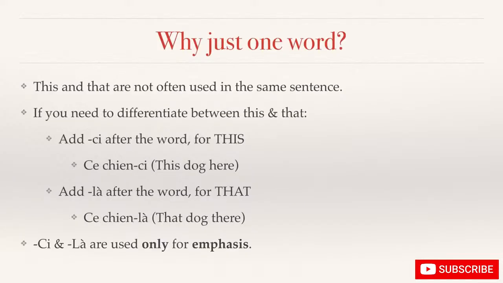So why do they use just one word? Well, if you think about it, in English, we don't use this and that in the same sentence very often. We'll either just say this, or we'll just say that. In some cases, though, you will need to specify. So for example, do you want this or do you want that?